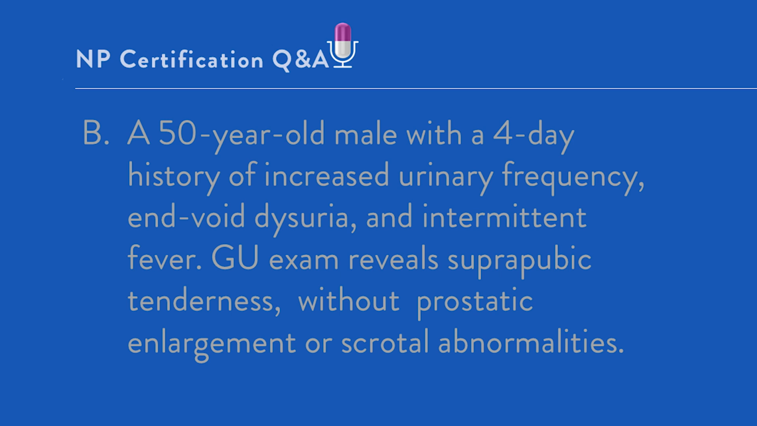B, a 50-year-old male with a 4-day history of increased urinary frequency, dysuria, and intermittent fever. GU exam reveals suprapubic tenderness without prostatic enlargement or scrotal abnormalities. Again, not correct. Given the lack of prostatic findings in the presence of suprapubic tenderness, this clinical presentation is more consistent with a lower UTI.